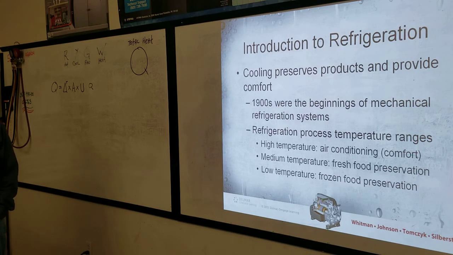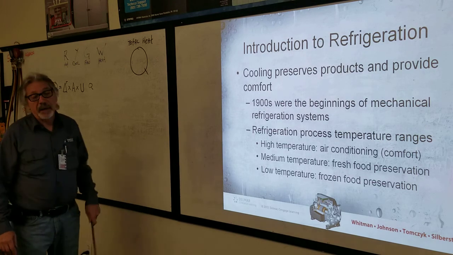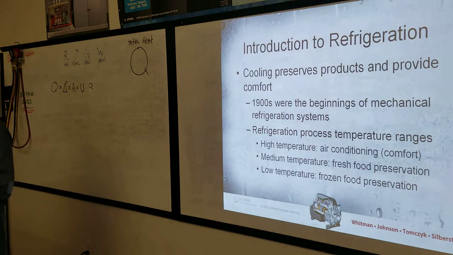Introduction to refrigeration. Cooling preserves products and provides comfort. The 1900s were the beginning of the mechanical refrigeration system. Refrigeration process temperature ranges. High temps, air conditioning, comfort. Medium temps, fresh food preservation. Low temps, frozen food preservation. So we have 3 different types of refrigeration. These are the 3 most common, or the 3 basic: high, medium, and low. Low freezes my meat in my freezer.